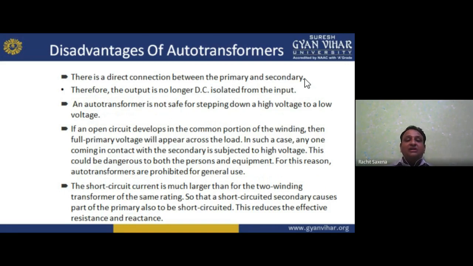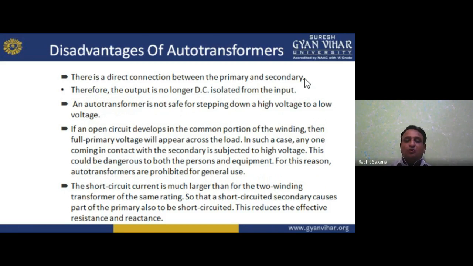Now, if an open circuit develops in a common portion of the winding, then the full primary voltage will appear across the load. If an open circuit develops in a common portion, it means primary and secondary are connected in the same portion. So in the common portion, if the open circuit develops, then the full primary voltage will appear across the load. Full primary voltage, not secondary. In such a case, anyone coming in contact with the secondary is subjected to the high voltage. So this could be dangerous to both persons and equipment.